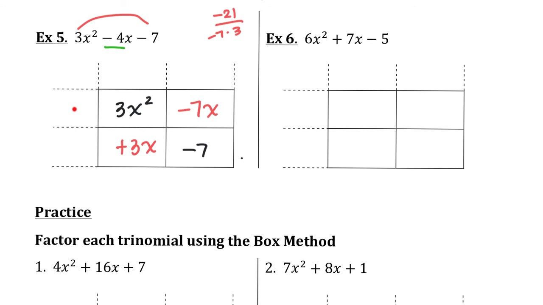Okay, let me check this first row. 3 and 7, there's no number I can take out, but x squared and an x, I can take out an x. If this is x, this must be 3x. If this is x, this must be minus 7. Okay, if this is 3x, 3x times 1, or positive 1. Okay, and then to check, 1 times negative 7 is negative 7, so I think I have it.